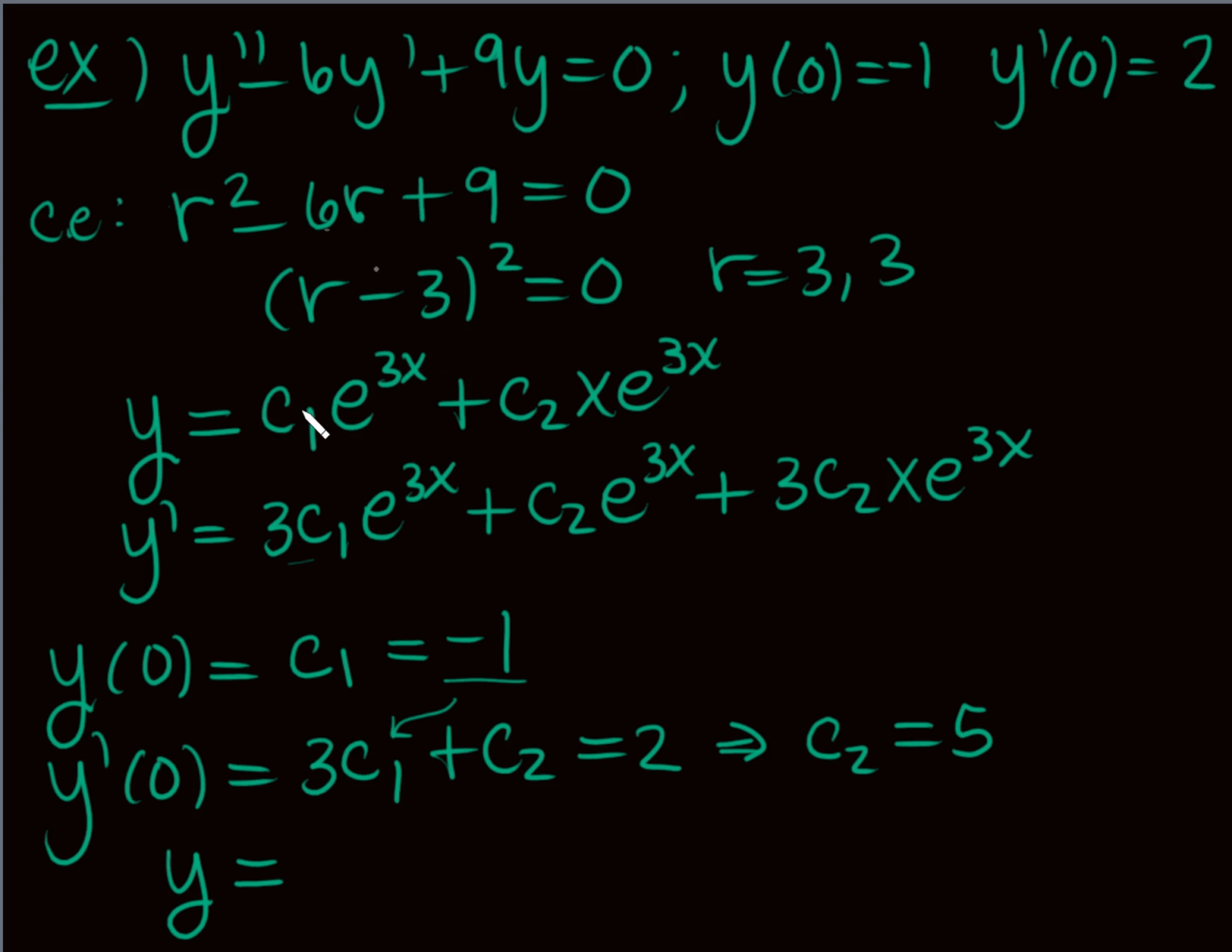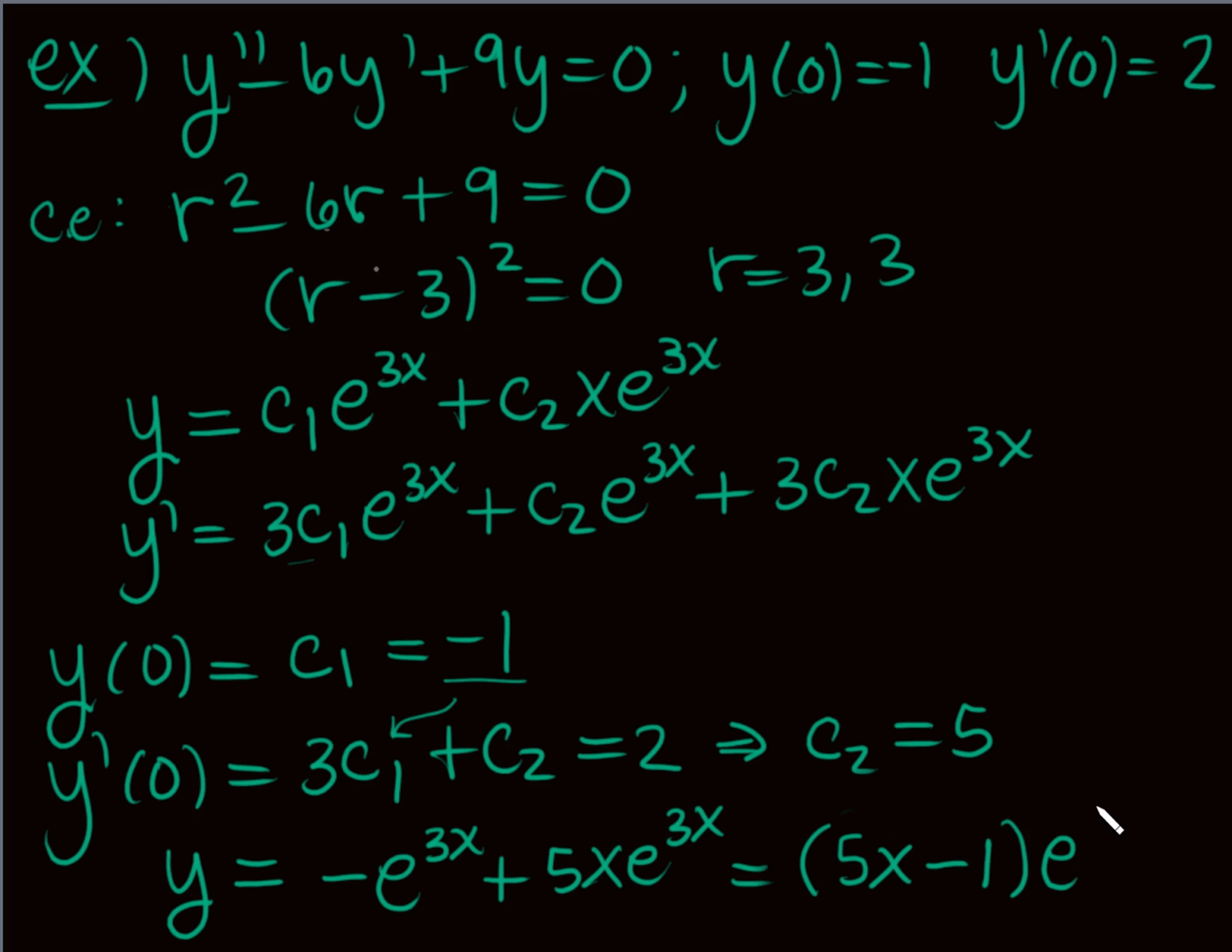So what is my particular solution that wants to go through the point (0, -1) and have slope at 0 of 2? I would have negative e to the 3x plus 5x e to the 3x. If you cannot go to sleep at night without factoring out a common term, it doesn't matter. I'm going to put it after, and I don't like a negative first, so I would put this as 5x minus 1 times e to the 3x. I might be one of those people.